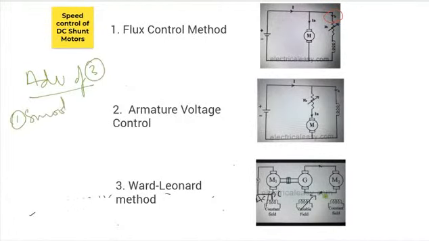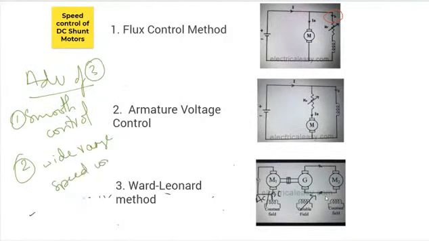So when compared to the armature voltage control or armature resistance control or flux control method, the Ward-Leonard method has advantages. When we talk about the advantages of method number 3, number 1 is smooth control is possible. Why? You are not dependent on resistance or rheostats. You are directly controlling your voltage. Number 2, wide range of speed control is possible. You can vary your speed to a very high value or a very low value.